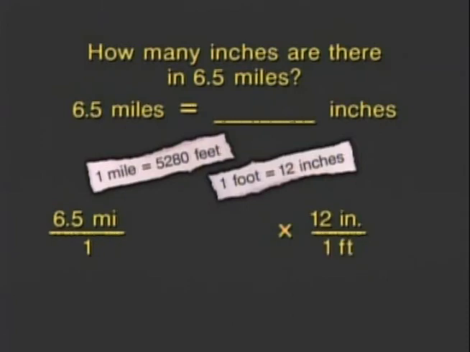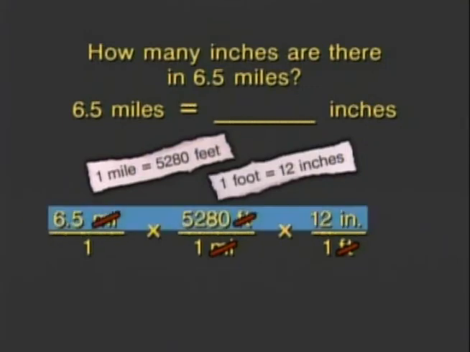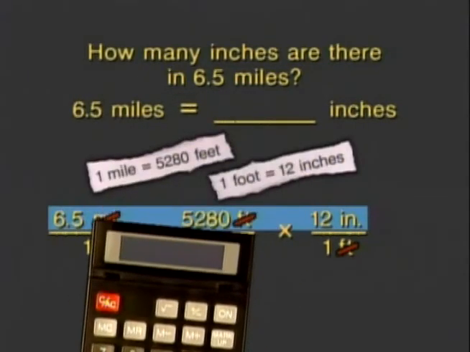Now we'll write a conversion factor that allows us to cancel miles and feet. 5,280 feet over 1 mile. At this point, we can cancel miles and feet. Next, we'll multiply. In the numerator, we have 6.5 times 5,280 times 12 inches. We'll use a calculator for this multiplication.